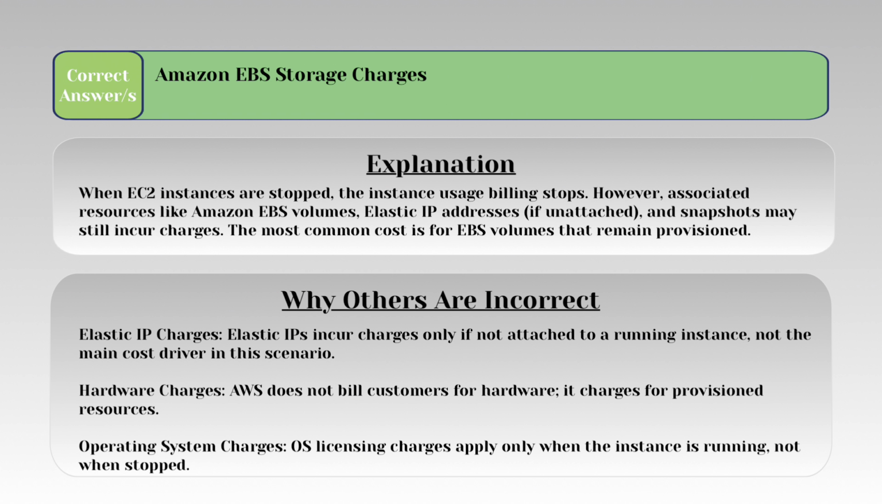Why others are incorrect: Elastic IPs incur charges only if not attached to a running instance, not the main cost driver in this scenario. Hardware charges: AWS does not bill customers for hardware, it charges for provisioned resources. Operating system charges: OS licensing charges apply only when the instance is running, not when stopped.